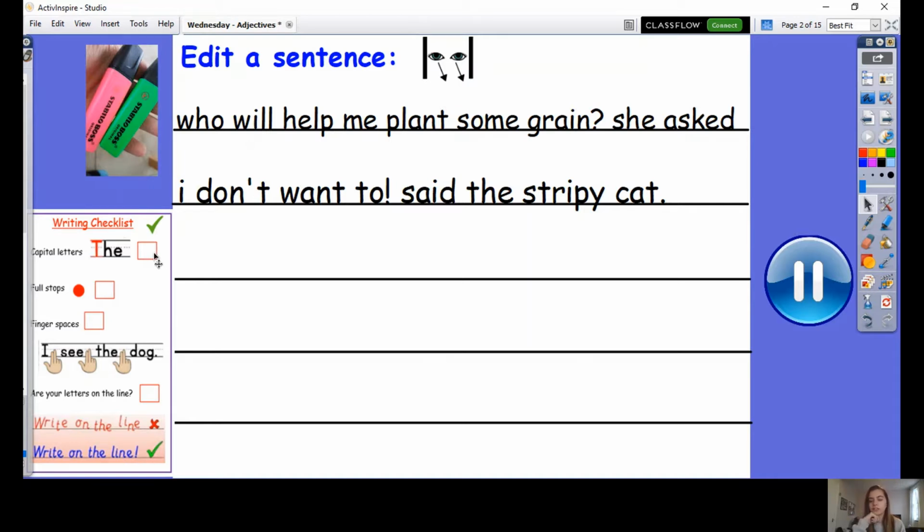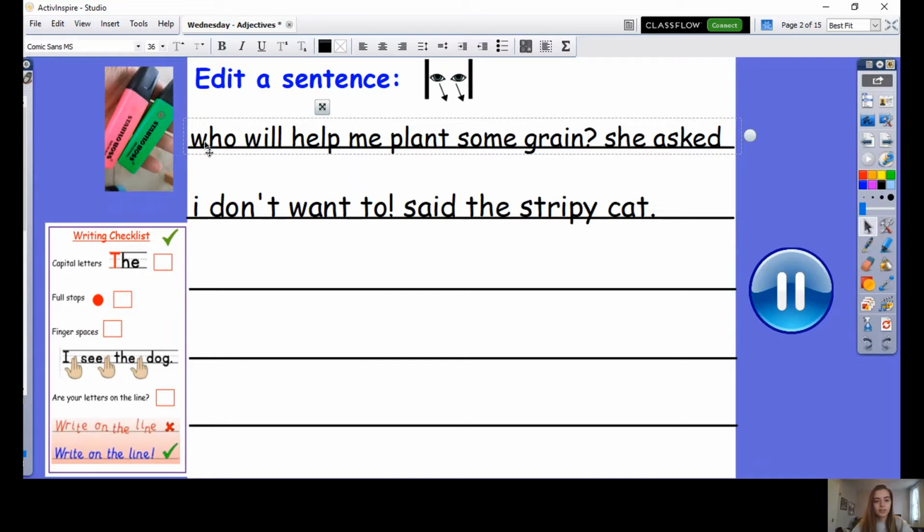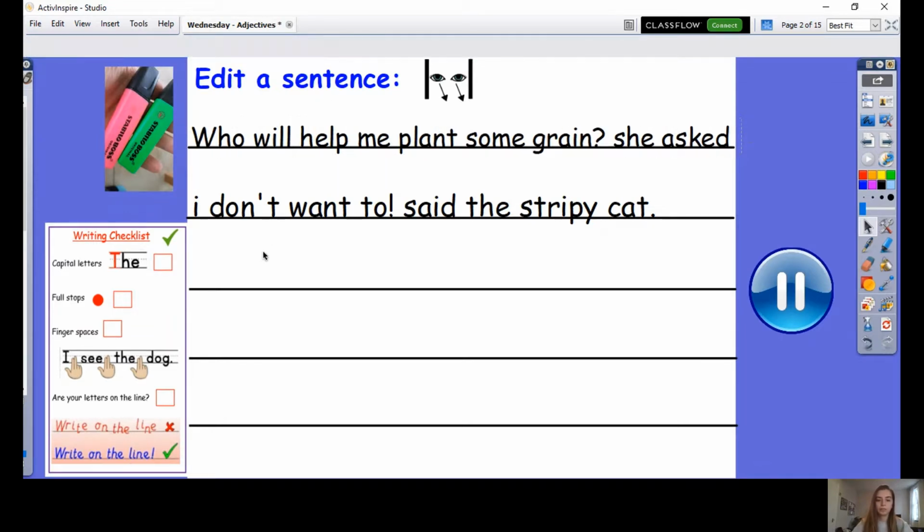Do they go at the end of our sentence? They go in the middle? Oh, they go at the start of your sentence. Fantastic. So the word who should have a capital letter. Does it have a capital letter? No, it doesn't. So let's change that. We need a capital W.